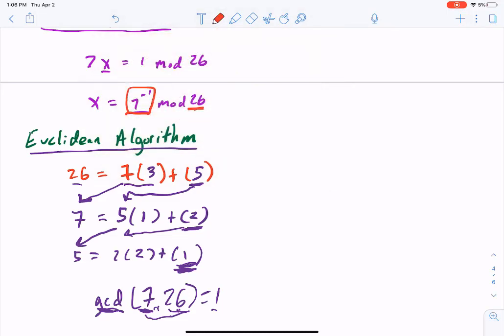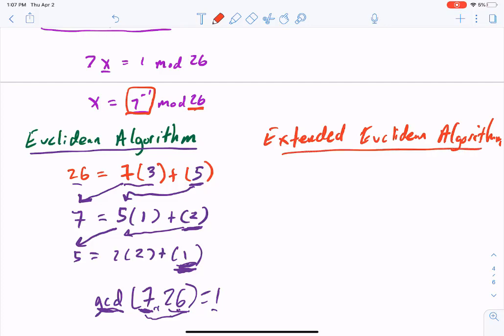So here's the deal. We haven't found the inverse mod yet. We have to use what is called the extended Euclidean algorithm now. And this, in my opinion, is the hardest part of the whole cryptographic process. The rest of it's not so bad.